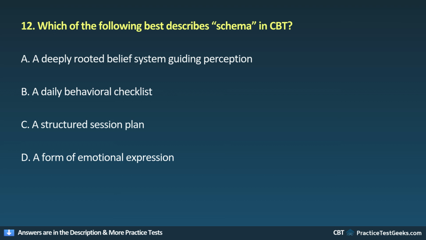12. Which of the following best describes schema in CBT? A. A deeply rooted belief system guiding perception. B. A daily behavioral checklist. C. A structured session plan. D. A form of emotional expression.